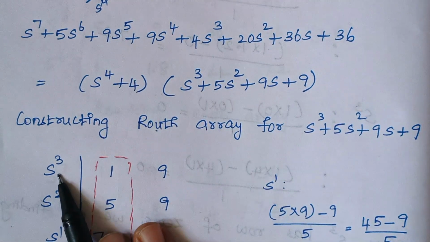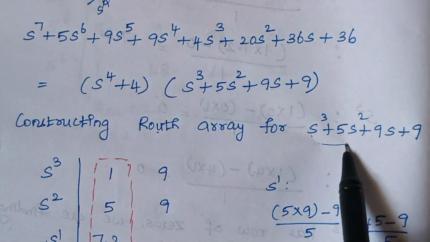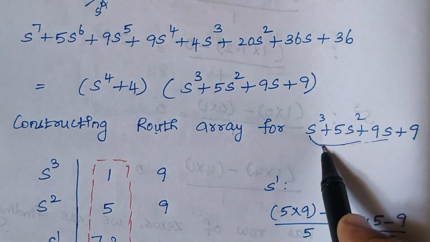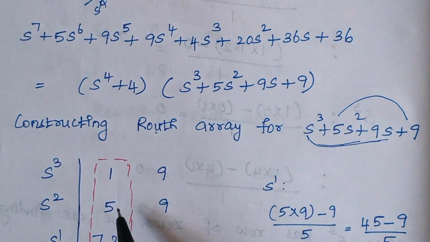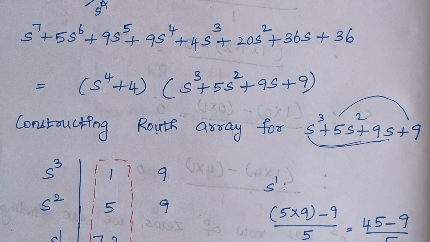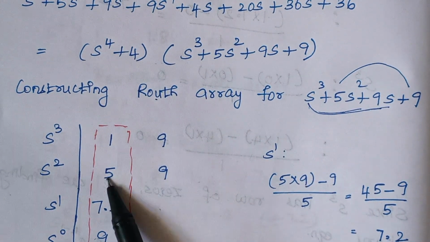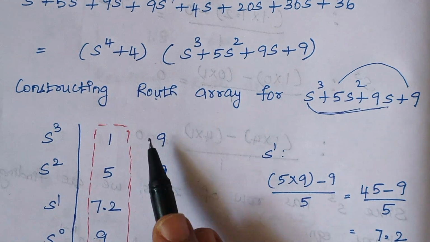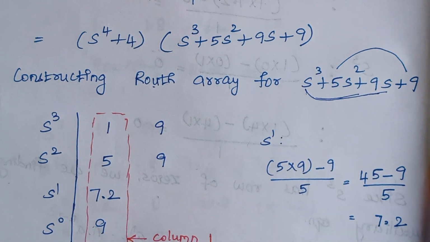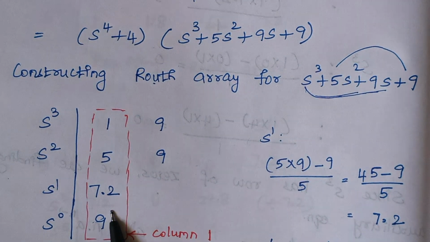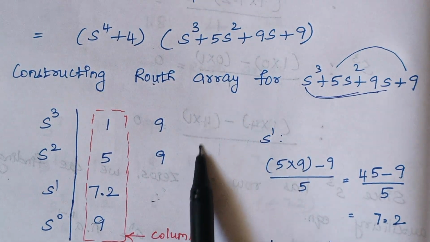You see s to the power 3. Coefficient is 1 and here coefficient is 9. So we have to take like this, right? So 1 and 9 here. The next thing is we have to take these two elements, that is 5 and 9. Then the next thing is we have to find the values as usual, the same steps. You see 5 into 9 minus 9 into 1 divided by 5. So here when you solve, the answer will be 7.2. So just write here. The next step is again here the element will be 0 because there are no elements here.